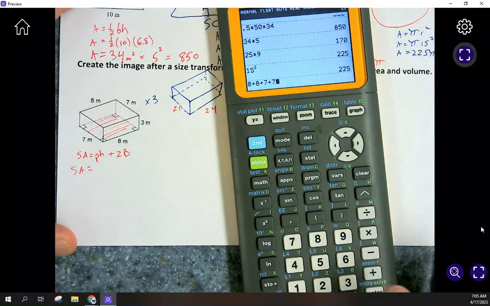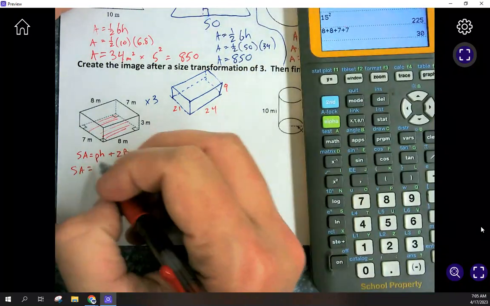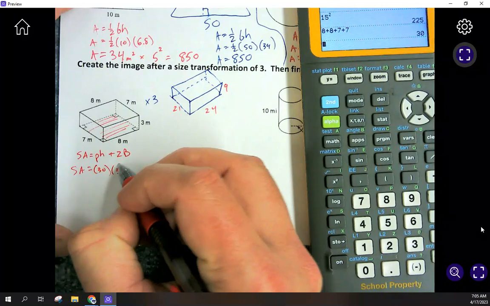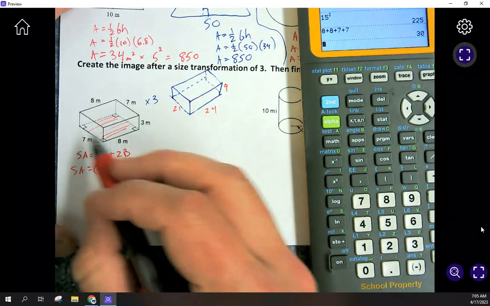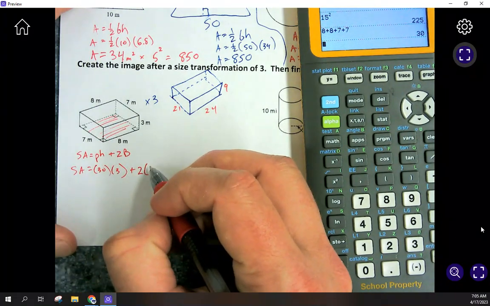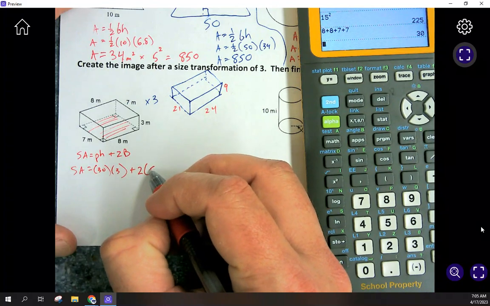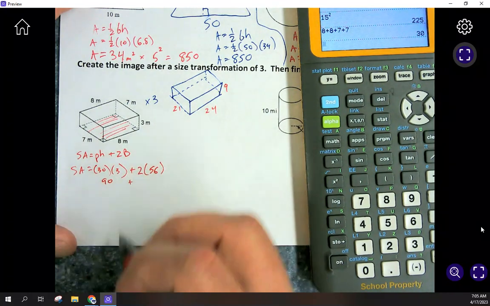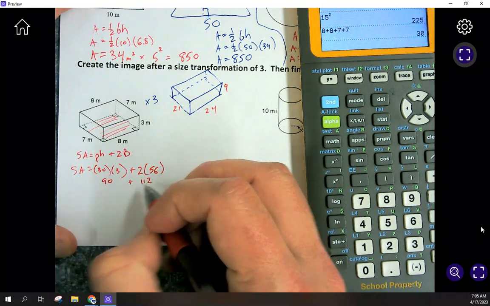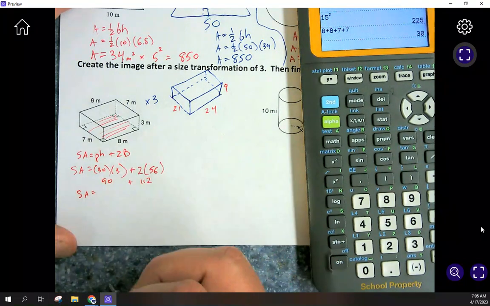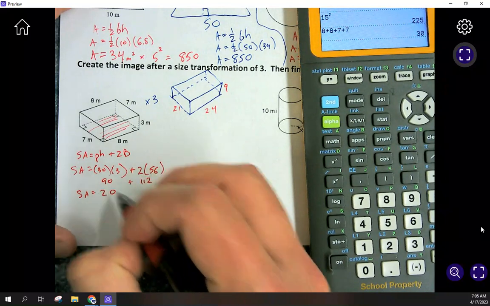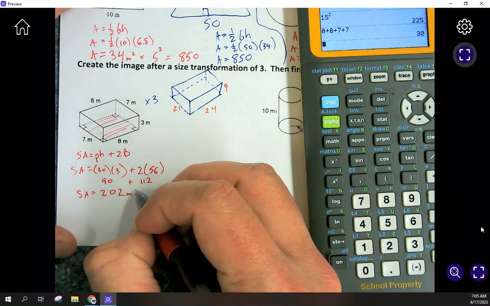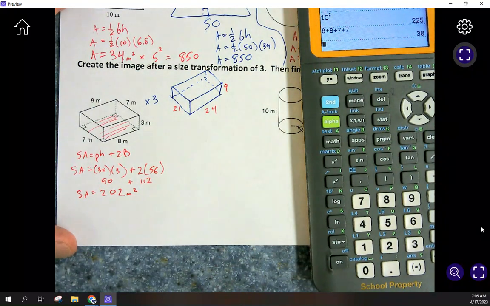Add up all the way around. That is 30. The height, the distance between the bases, is 3. And then the area of the base is just 8 times 7, and there's 2 of those. 8 times 7 is 56. So this is 90 plus 112. So the surface area of my original is 202. And if we're going to do units, that's meters squared.